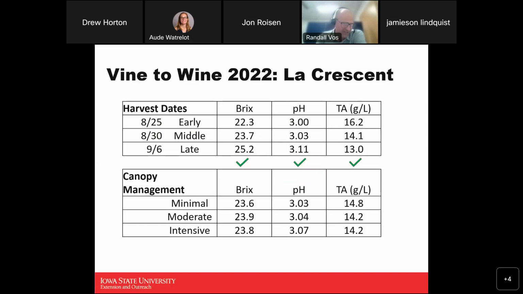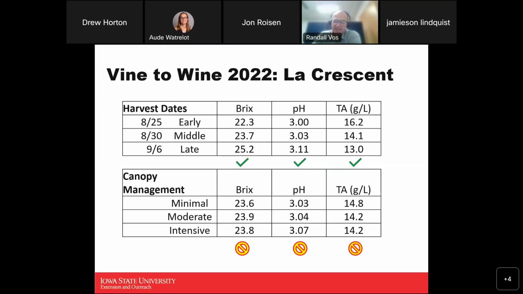So we harvested this fruit, and statistically the Brix increased with each harvest, the pH increased with each harvest, and the TA decreased. But when you ran the numbers in terms of the minimal canopy management, moderate, and intensive, there were no differences in the Brix, pH, TA at all. And so from a statistical standpoint, we can say the fruit from a Brix, pH, TA maturity standpoint of all these harvests were not different.